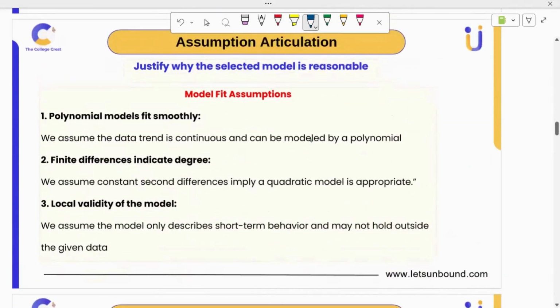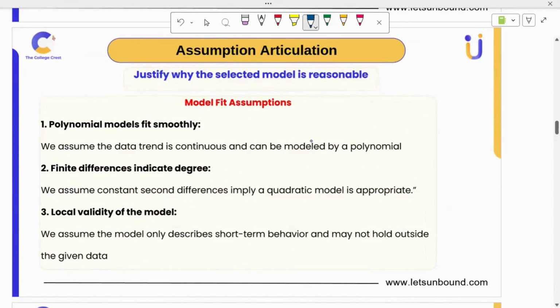Now, a quick review of assumption articulation. Justify why the selected model is reasonable. You can give model fit assumptions in this way. We assume why you are taking a polynomial model: the data trend is continuous, so it can be modeled by a polynomial. If you have a two-factor thing, it becomes a quadratic. Finite differences indicate the degree. That we did, right? We found finite differences, and row 1 means linear, row 3 means cubic, like that.